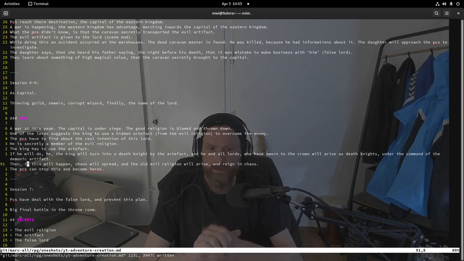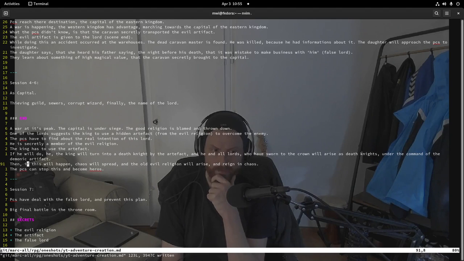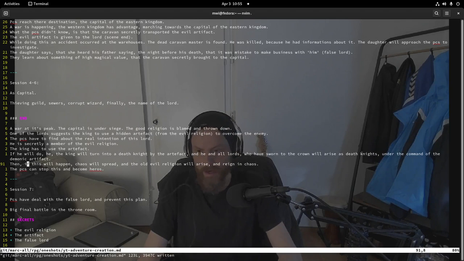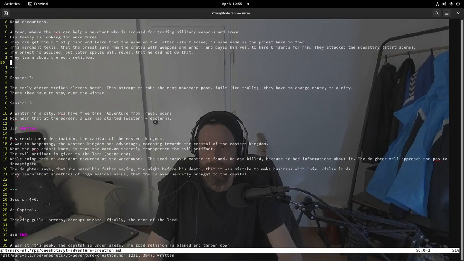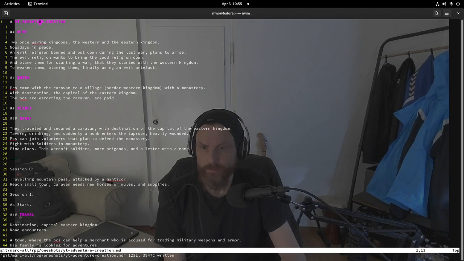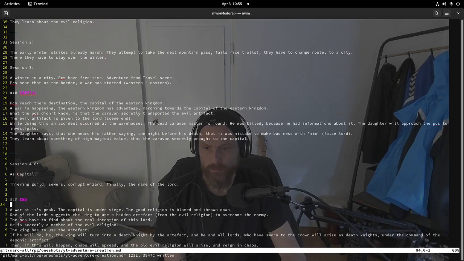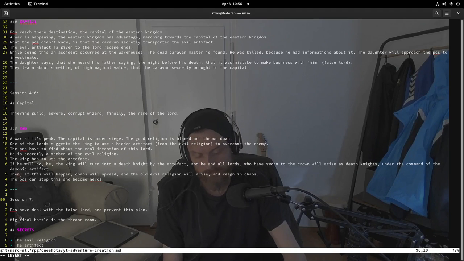I think it's getting a little bit more clear what it's about. The king will turn into a death knight by the artifact. He and all lords who have sworn to the crown will arise as death knights under command of the demonic artifact. So, okay. I think we have a little bit more information now. Let me see about the sessions. 1, 2. So let's not count 0, 6. So perhaps 10 sessions.